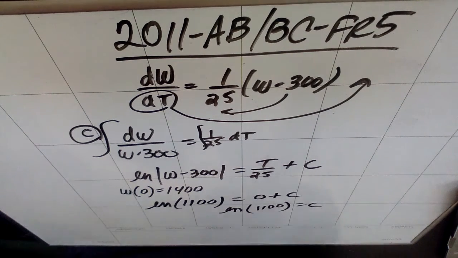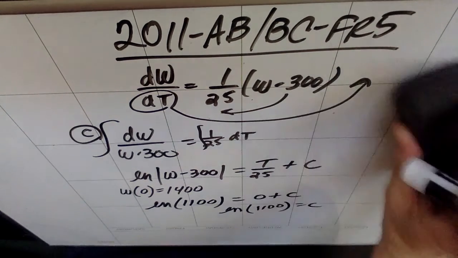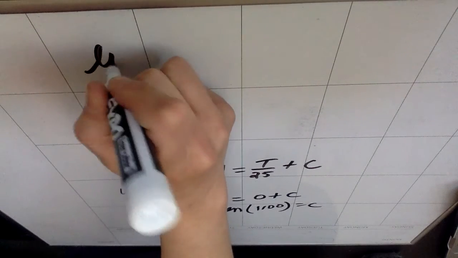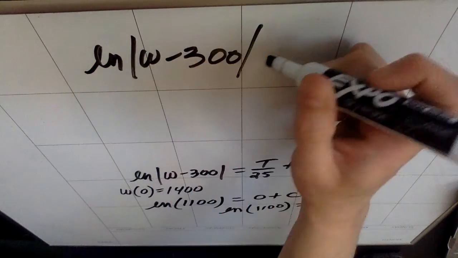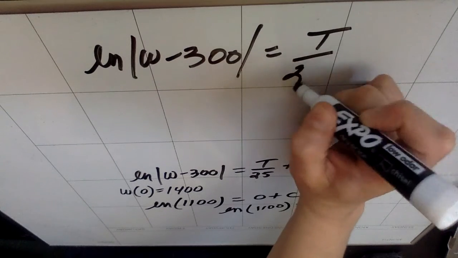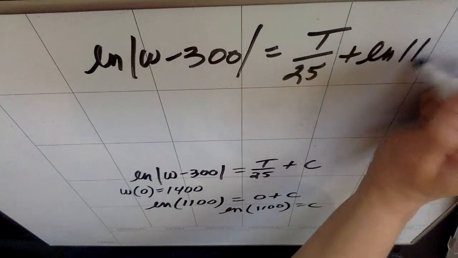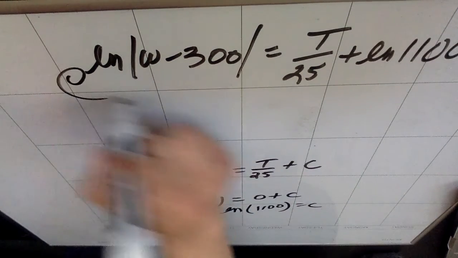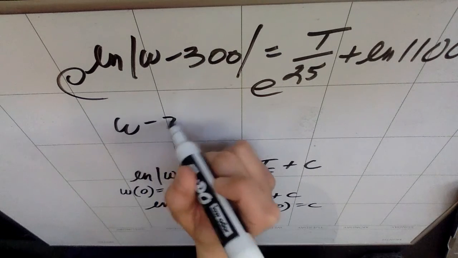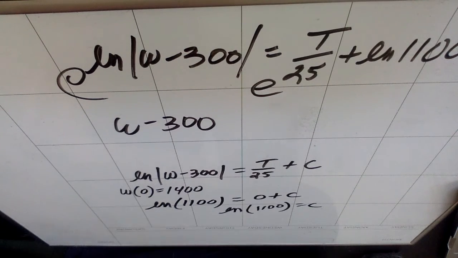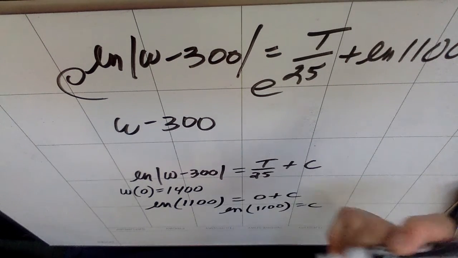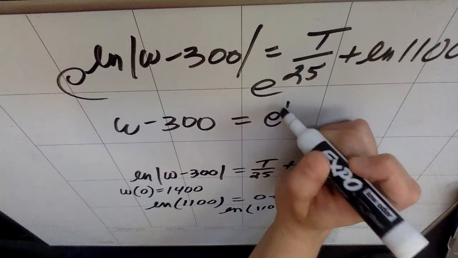Now I'm going to go ahead and buy myself some space. I need to solve for W. So I have the natural log of W minus 300 equals t over 25 plus the natural log of 1100. Cool. I'm going to exponentiate both sides, which is going to give me W minus 300. Again, I know it's positive already anyway because W is larger than 300, equals e to the t over 25.